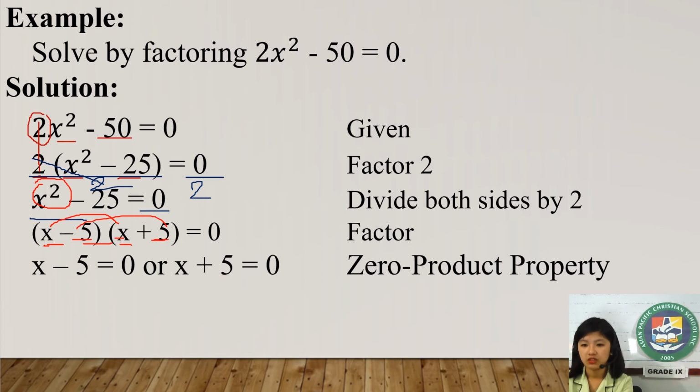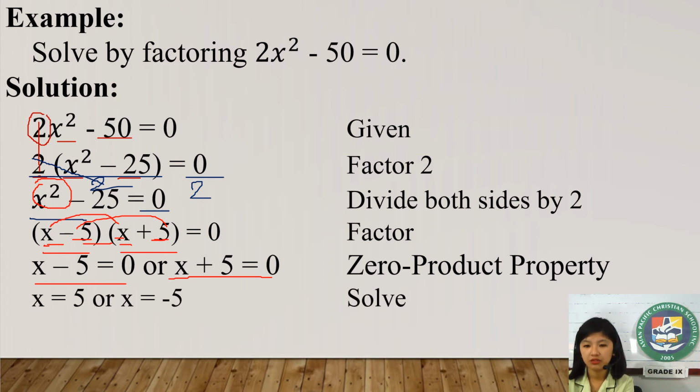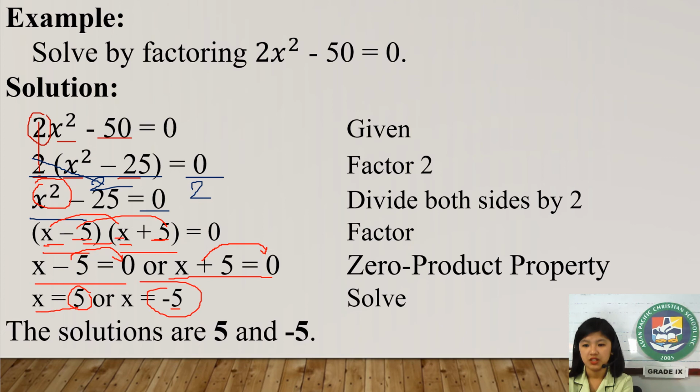So, next, using zero product property, itong first term na x minus 5 equates to 0. That's why x minus 5 is equal to 0. Next one, x plus 5 is equal to 0. Equate them in yan. So, next, to transpose negative 5, it will be positive 5. To transpose positive 5, it will be negative 5. That's why ang solution set natin ay positive 5 and negative 5. Ayan.